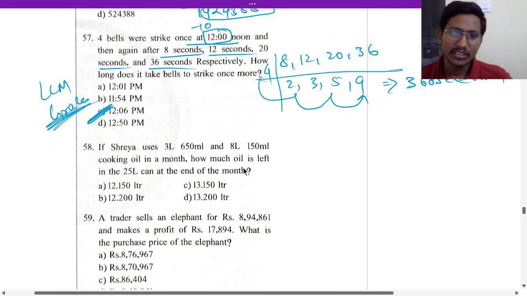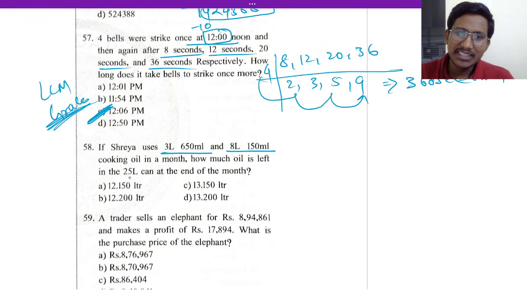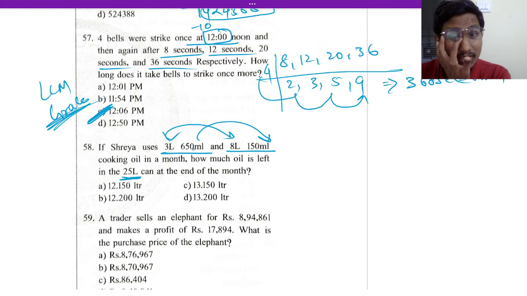Okay, now 58. If Shreya uses 3 liters and 650 ml and this much cooking oil in a month, how much oil is left in 25 liters? So 3 liters and 8 liters, that is 11 liters is used, and then 650 and 150 is how much? That is 800 ml, right? So that is 11 liters and 800 ml.